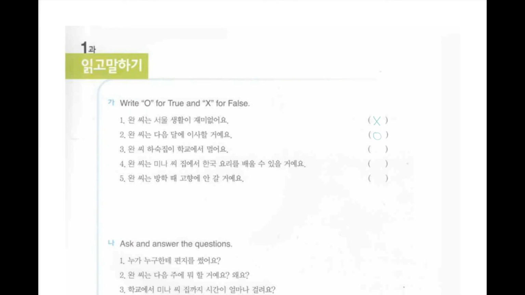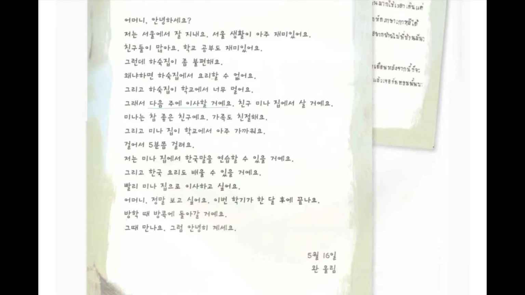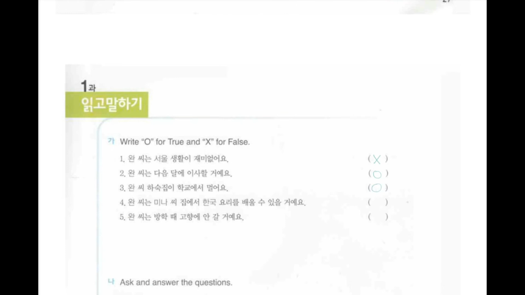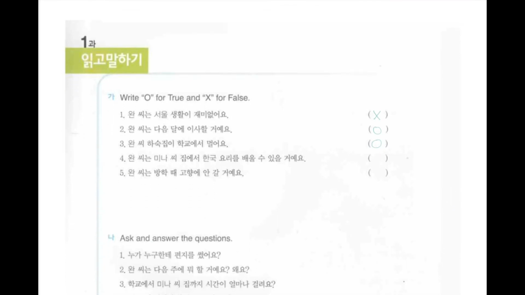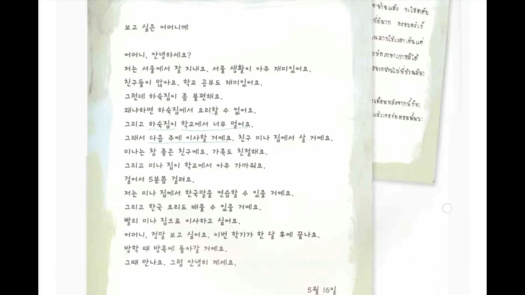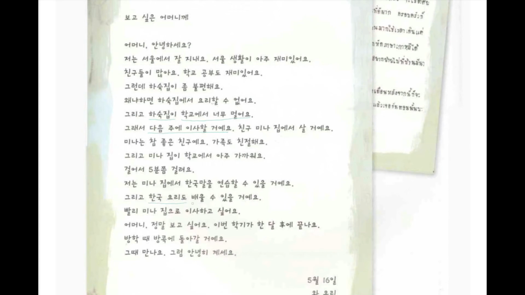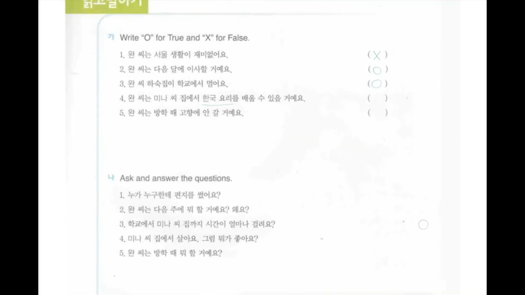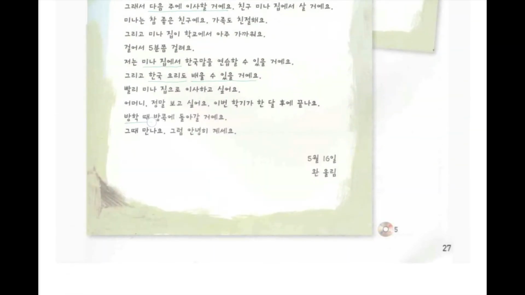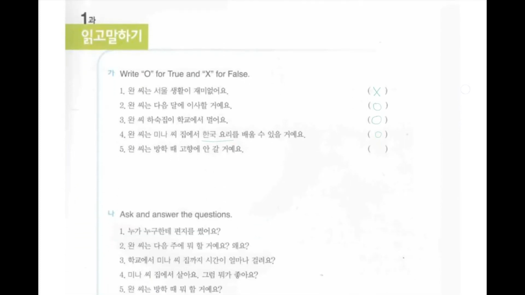Number three. 완 씨 하숙집이 학교에서 멀어요. It was true, wasn't it? Because he says 하숙집이 학교에서 너무 멀어요. So this is true. Number four. 완 씨는 미나 씨 집에서 한국 요리를 배울 수 있을 거예요. Was it true? Possibly because it says 한국 요리도 배울 수 있을 거예요. Where? 미나 씨 집에서. It was the context, wasn't it? So, this is true. 자, 완 씨는 방학 때 고향에 안 갈 거예요. Was it true? 자, he says 방학 때 방콕에 돌아갈 거예요. So, this is not true.